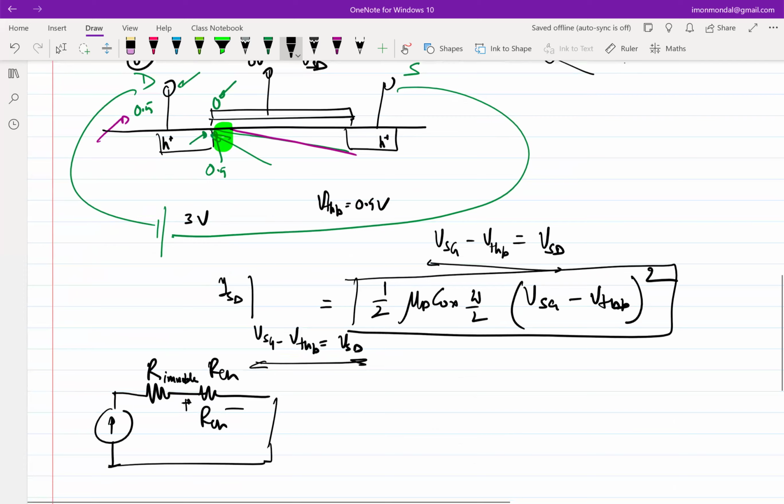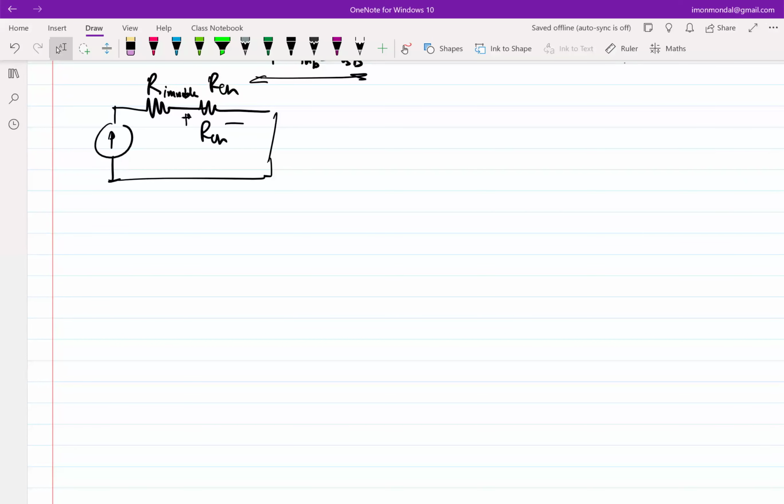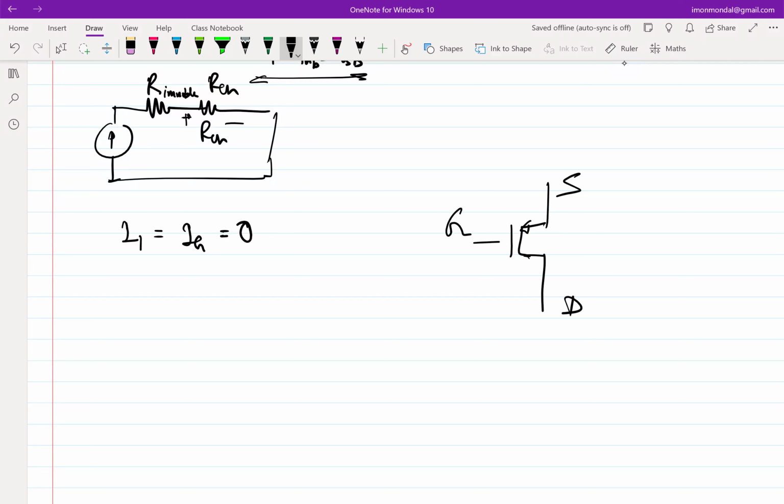So if we are convinced with this, let's close the discussion with finding out all the Y parameters that correspond to this particular device. Okay, so our I1, which is equal to IG, is essentially always 0. We do not have to bother about it. So let me also sketch the device. This is source, this is drain, this is gate.